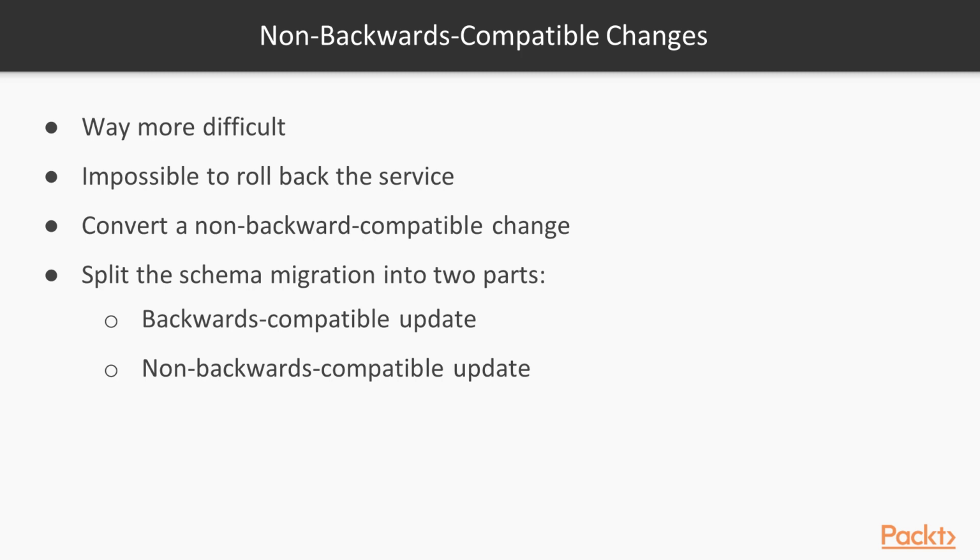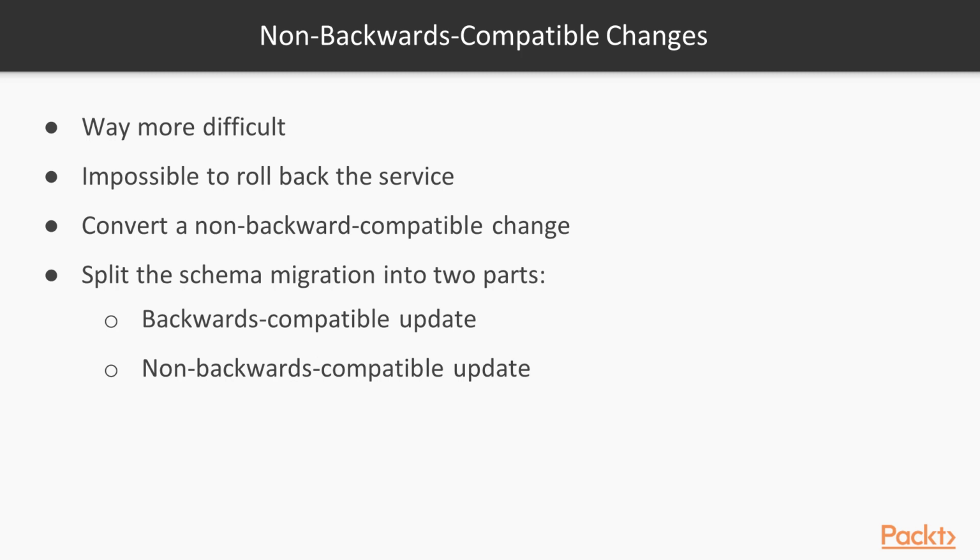Non-backward compatible changes are way more difficult. Looking at the previous figure, if database change v11 was backward incompatible, it would be impossible to roll back the service to 1.2.7. In this case, how can we approach non-backward compatible database migrations so that rollbacks and zero downtime deployments would be possible? To make a long story short, we can address this issue by converting a non-backward compatible change into a change that is backward compatible for a certain period of time.